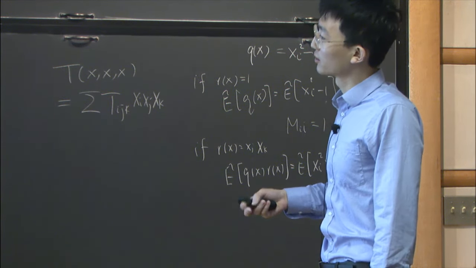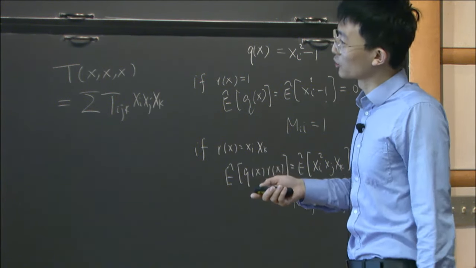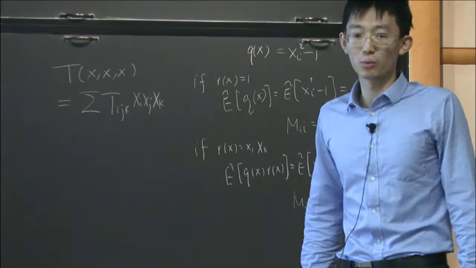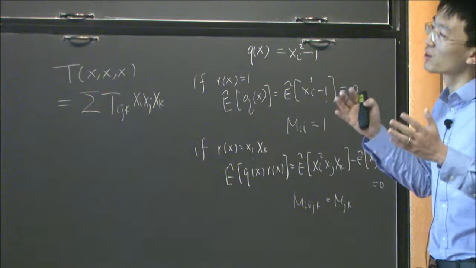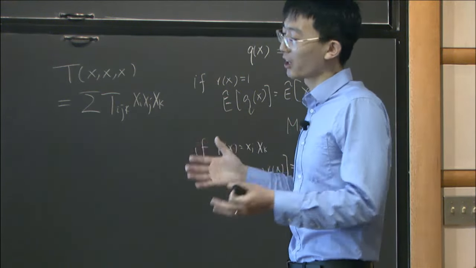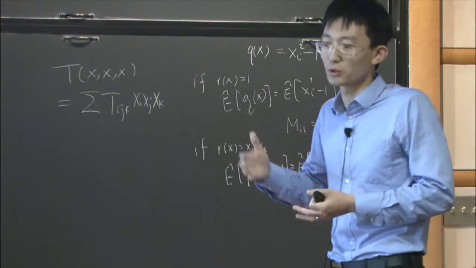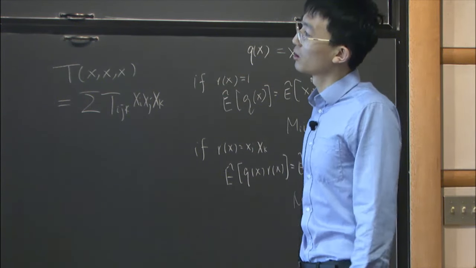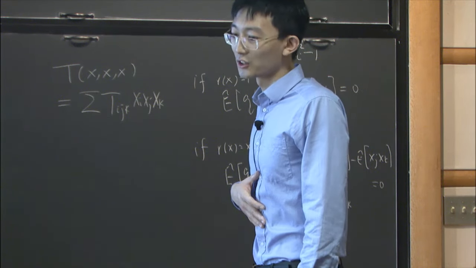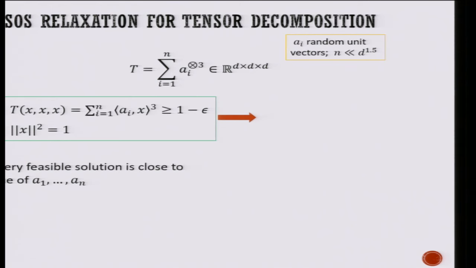So the claim is that every feasible solution is close to one of the a_i. We can do a sanity check. Let's plug in x to be a_i. Then in the sum, we are going to have one entry equal to 1, and all the others are kind of 1 over square root d, cubed. If you sum all of them, even in absolute value, they are going to be small, smaller than 1, because there are n terms, where n is less than d to the 1.5, and each term is less than d to the power of minus 1.5. So each one of the a_i will satisfy the constraint.